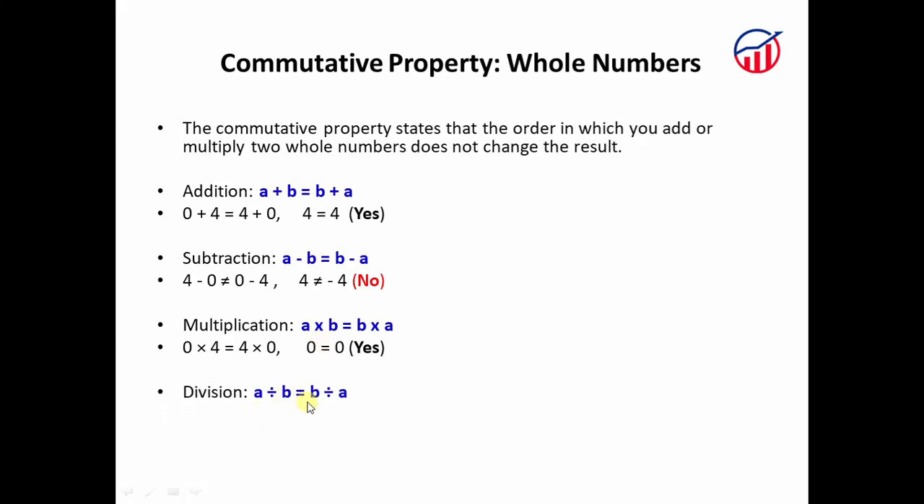Finally, for division, a divided by b and b divided by a. So 4 divided by 2 and 2 divided by 4: on the LHS 4 divided by 2 is 2, and on the RHS 2 divided by 4 is half. So when you interchange the order, it does not hold true, hence the commutative property does not hold true for division.